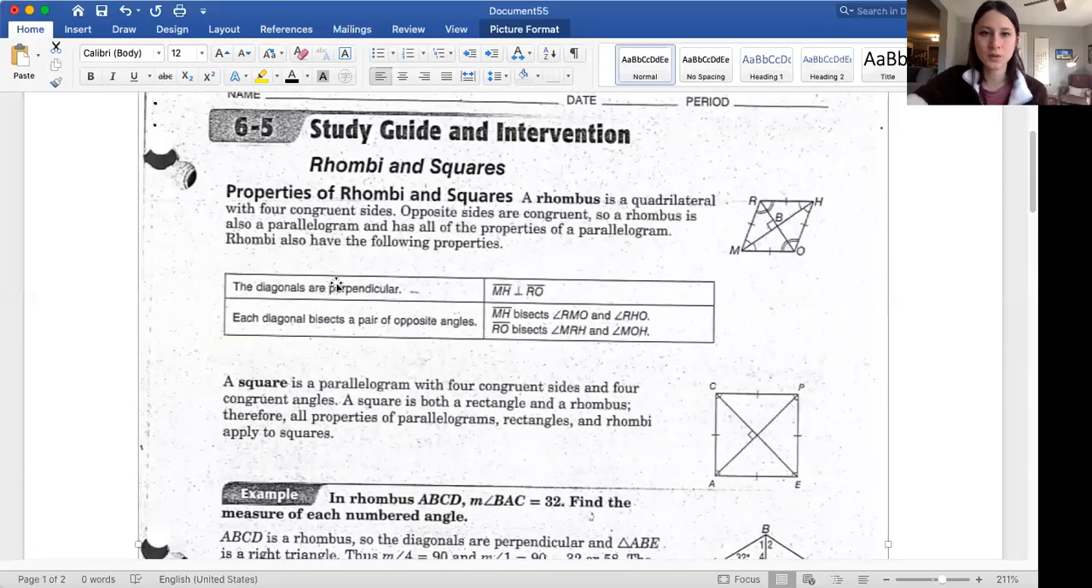So here we can also see that the two things that are new to a rhombus is that diagonals are perpendicular and each diagonal bisects a pair of opposite sides. And so a rhombus is a parallelogram and it has all the properties of a parallelogram.